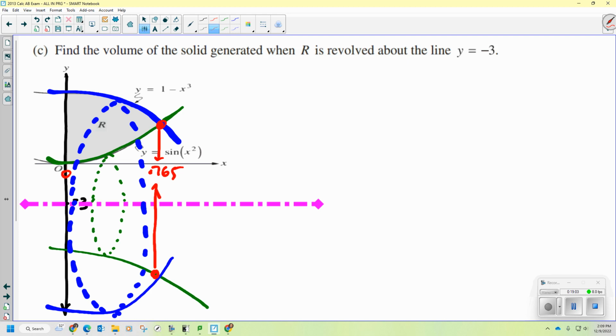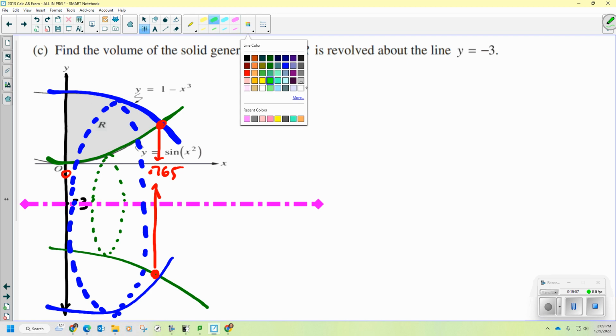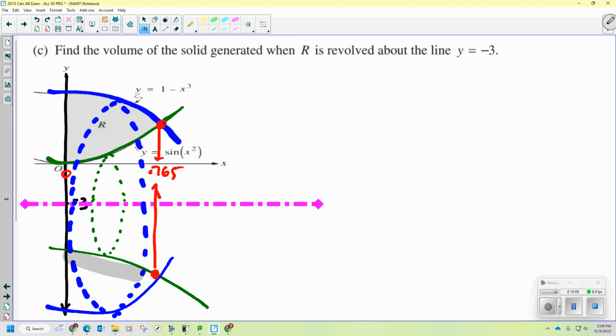So this gray area, oh, this is going to be fun, is going to rotate. And it's going to be down here, the rotation. All right. But the bigger part, the more important part is, look at the blue dash shape and the green dash shape. You see it makes a disc? It actually makes a washer, a circle with a hole missing in it, right?